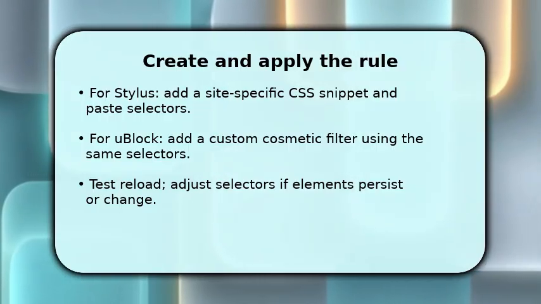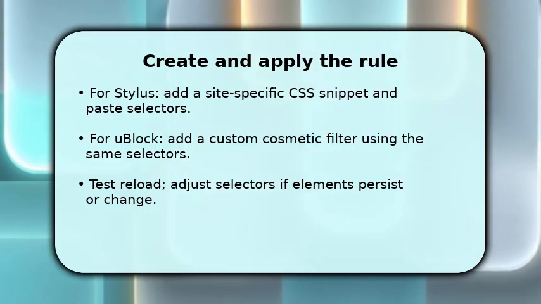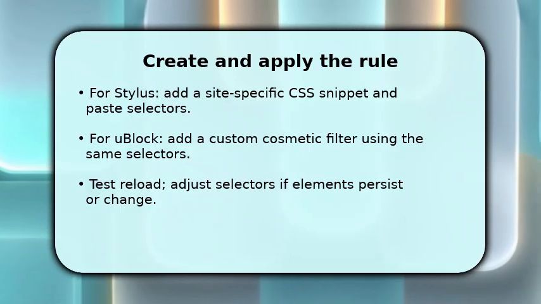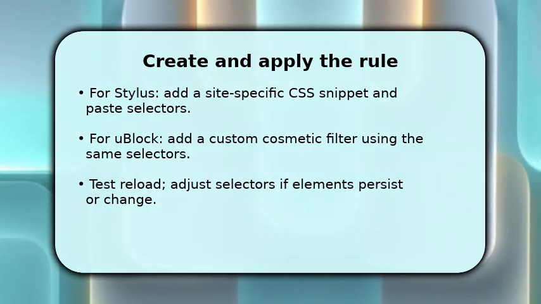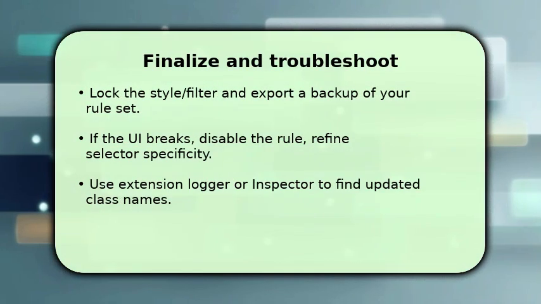Once done, reload YouTube and confirm the buttons are gone. If YouTube updated classes, go back to the inspector and tweak the selector. That iterative test and adjust approach ensures the rule remains effective. Finish by saving and exporting your custom rules so you can restore them if needed.